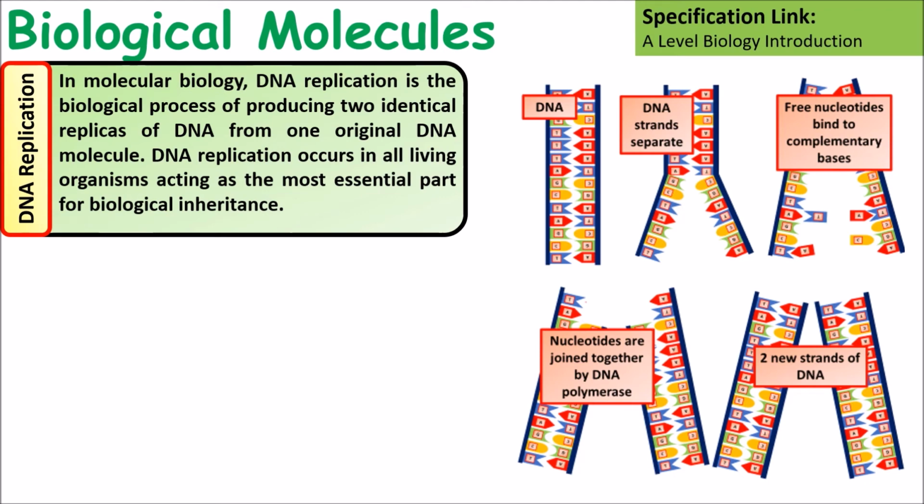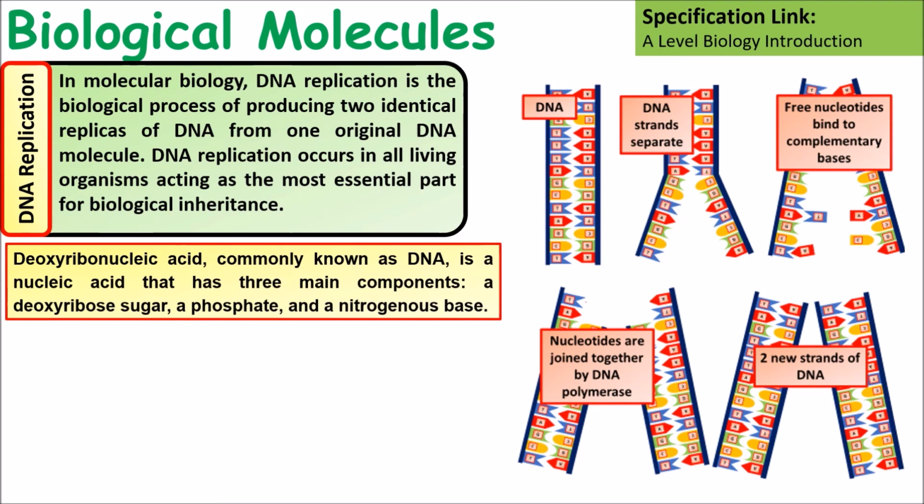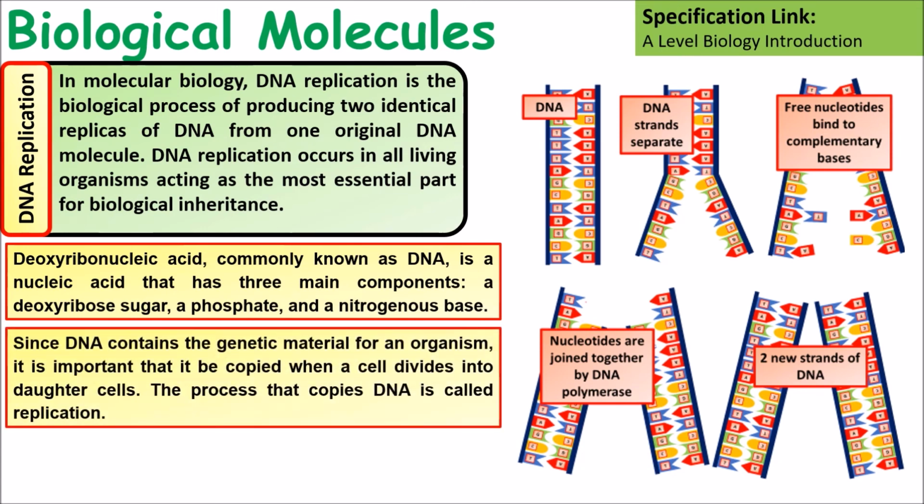In terms of DNA, it's important that you know how it replicates. Some key things that you need to know in the A-level biology course are that deoxyribonucleic acid, commonly known as DNA, is made of three main components: a deoxyribose sugar, a phosphate, and a nitrogenous base. Since DNA contains the genetic material for an organism, it is important that it can be copied when the cell divides into daughter cells. The process that copies the DNA is called replication.